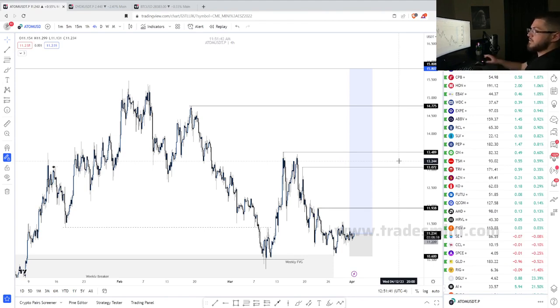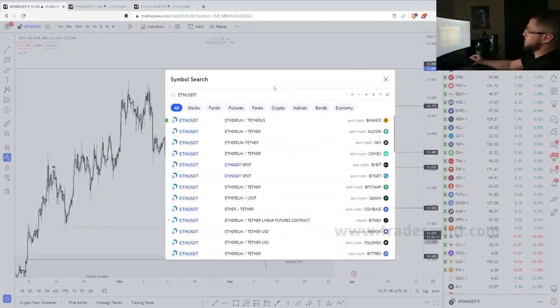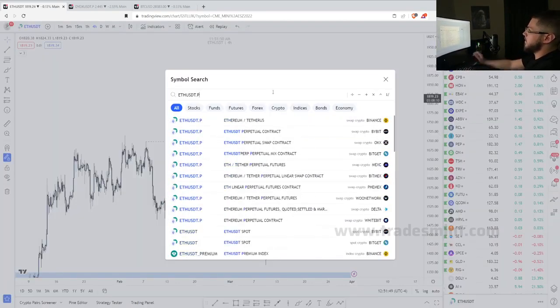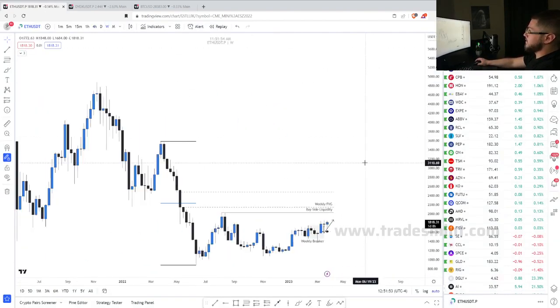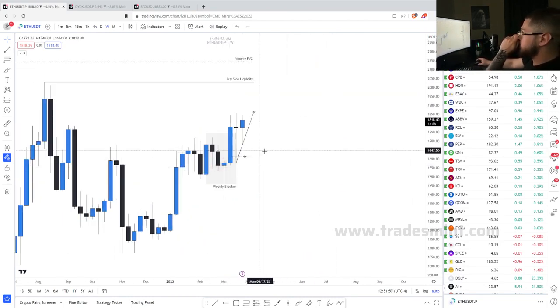Loving ETH longs on big time frames. Yeah, I think everything is looking pretty good. Let me look at this. I hate this. Why would they do that? This is what I still want for ETH. I don't know if we'll get it, honestly. It looks pretty bullish, but I wanted to trade down into this weekly breaker.